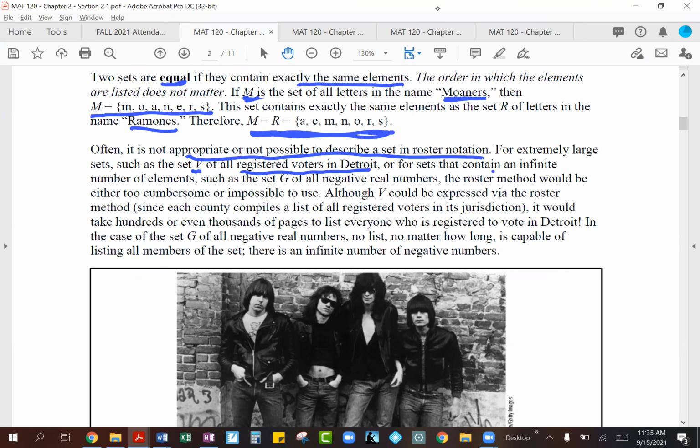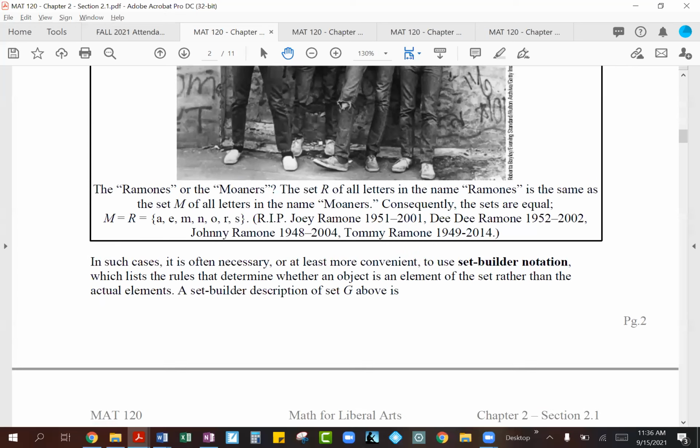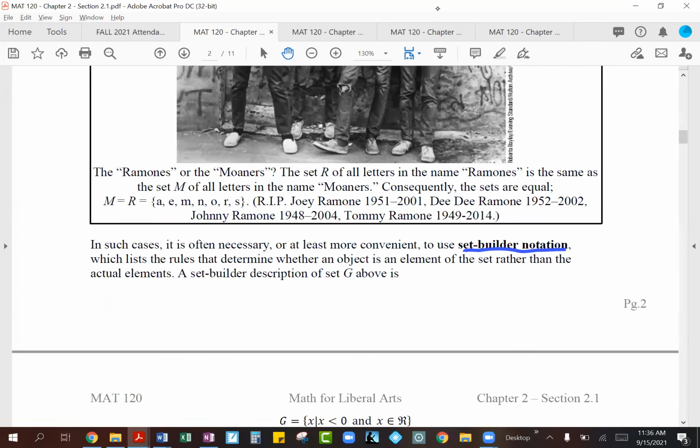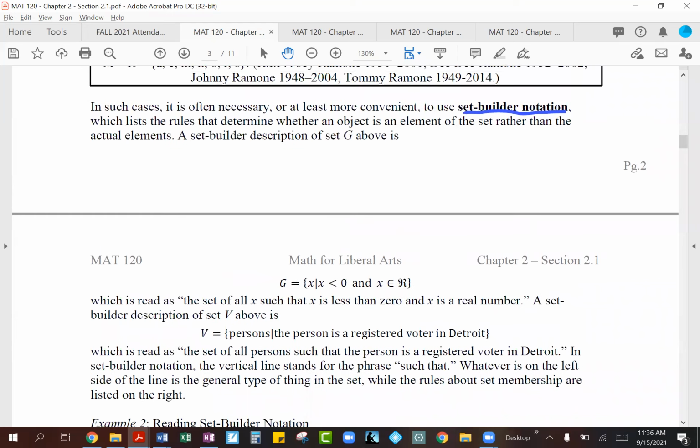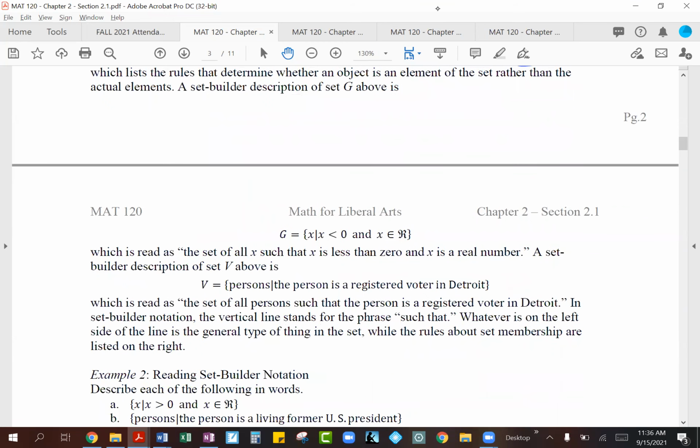Some sets can contain an infinite number of elements. If there are an infinite number of elements, how are you going to list everything out? They're talking about set G as all the negative real numbers, and we know this is going to be an infinite set, so we wouldn't be able to use that. So the idea here is we actually end up using what we call set builder notation. For our set of all negative real numbers, you can write it out in this form over here.